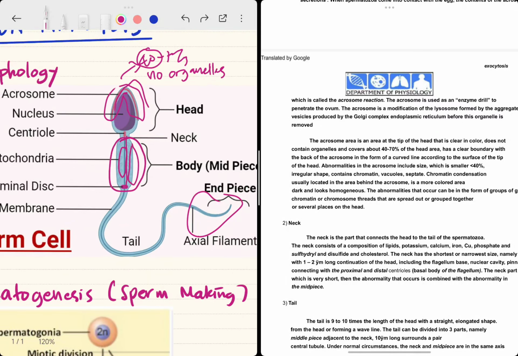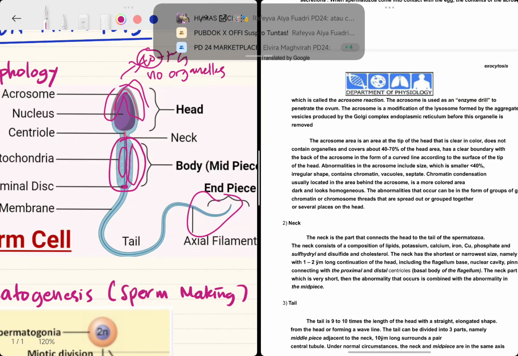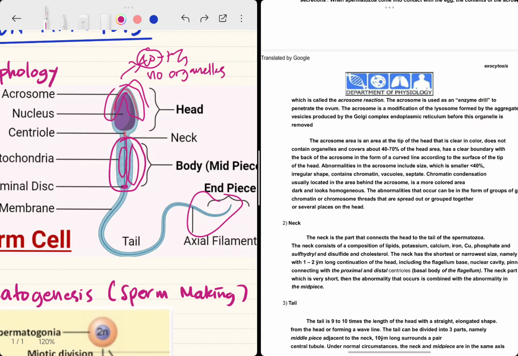Then let's go to the neck part. You can see this neck is actually very small. It connects the head and the tail, and includes the flagellum base and nuclear indentation. It connects the basal plate with the proximal and distal centrioles. Because it is very small and short, abnormalities in the neck are usually grouped with the midpiece abnormalities, because the midpiece is already part of the tail.